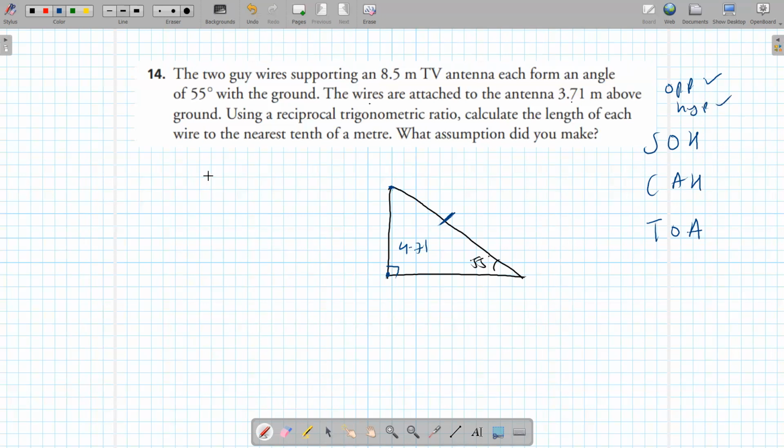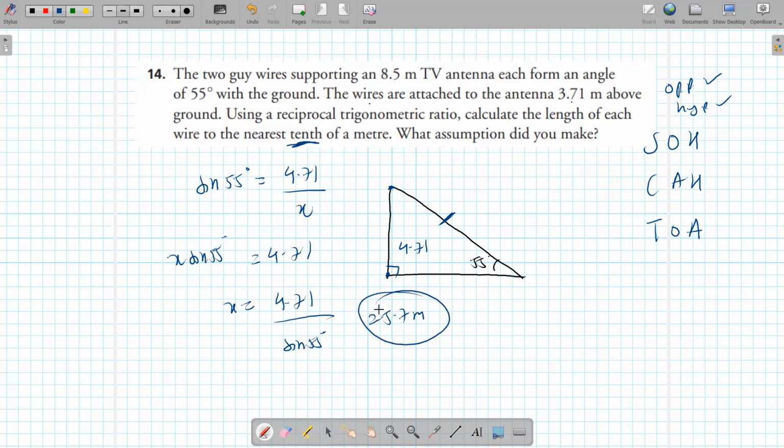So which one uses opposite and hypotenuse? The first one, sine. So this is going to be our setup: sine 55 equals 4.71 divided by x. We've done this a few times. Multiply both sides by x and divide both sides by sine 55. Try plugging this in: 4.71 divided by sine 55. And tell me what you get. I get 5.75. To the nearest tenth, so 5.7 meters. And you're done.